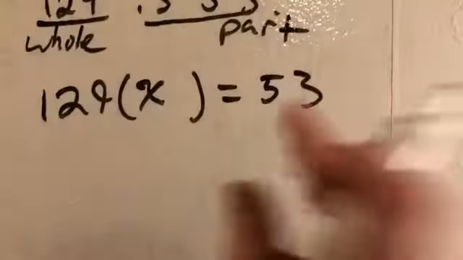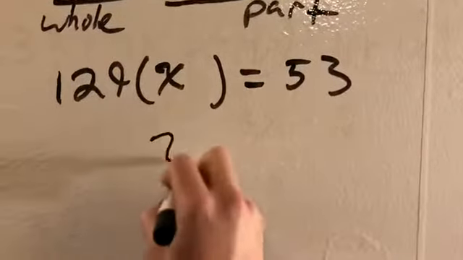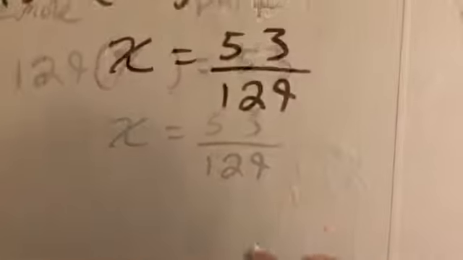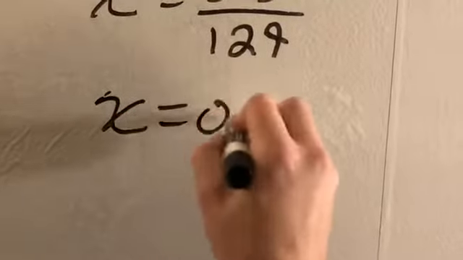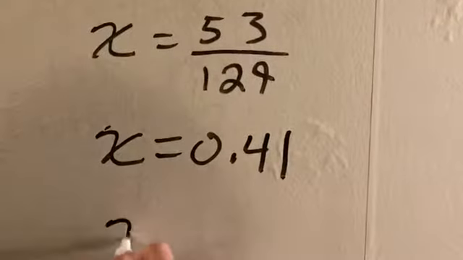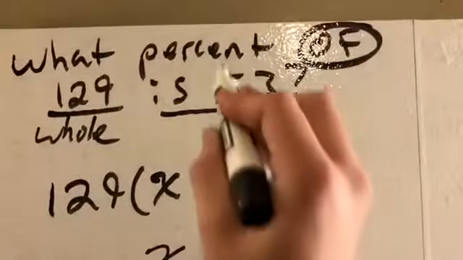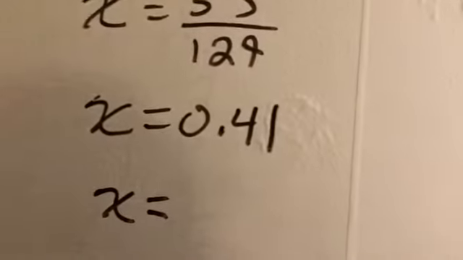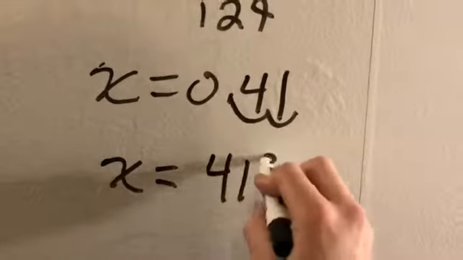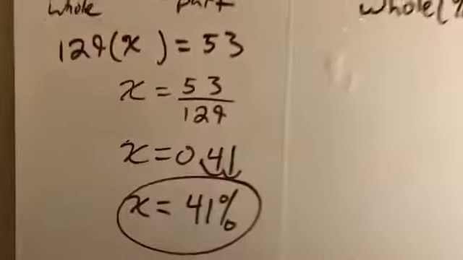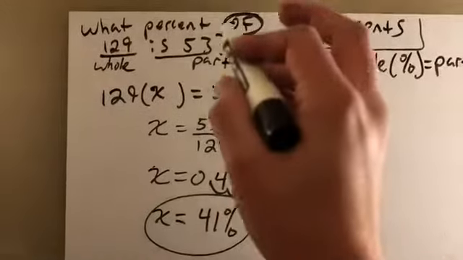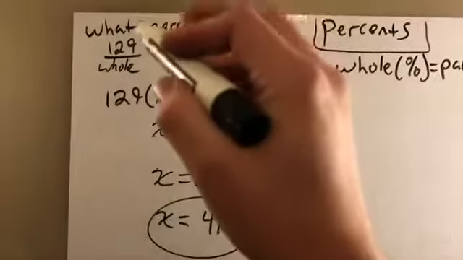So now if we see here, we only have one inverse operation to solve. We need to divide. 53 divided by 129. We end up getting X is equal to 0.41. Whenever we do this work, we'll always get the decimal, and now we have to make that into a percent, since the question was asking what percent. And we always know that percents are out of 100, so we're going to move this over 1, 2 to get 41%. So what percent of 129 is 53? 41%. 53 is 41% of 129.